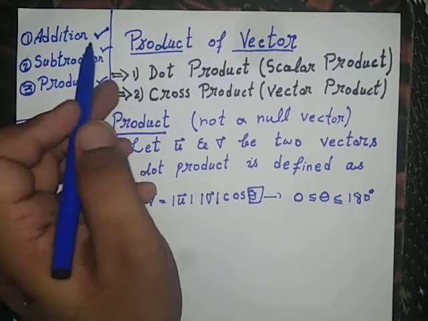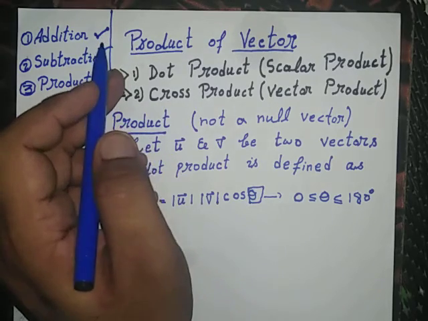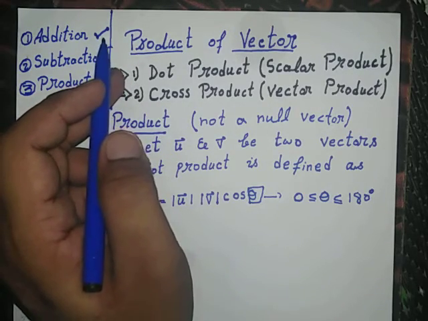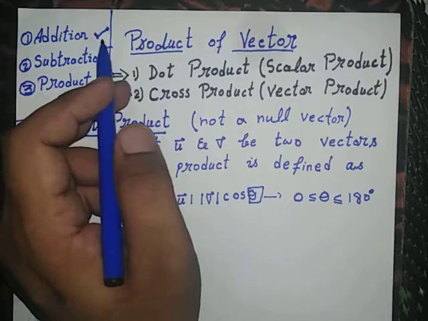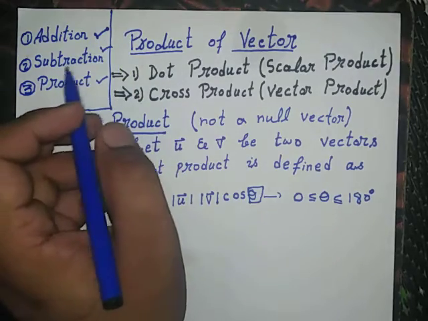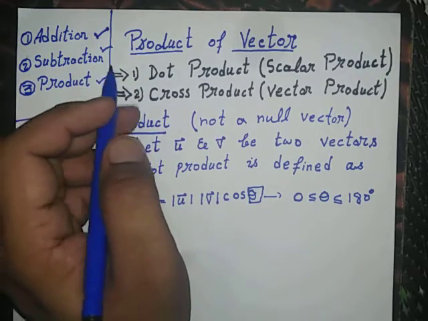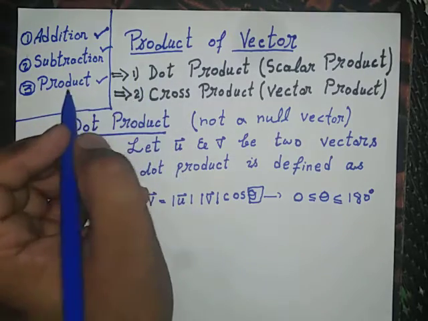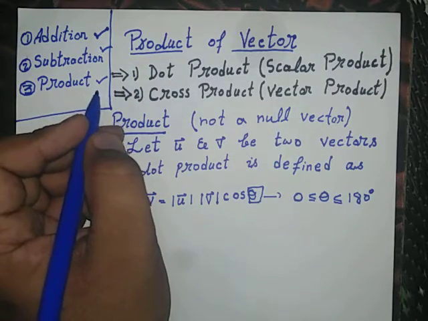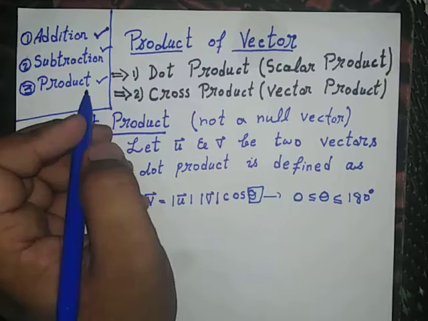First operator is addition, that is by adding the vectors by the head to tail rule. Second is subtraction, this is also by the head to tail rule. Next is the product of vectors, that is our present topic.